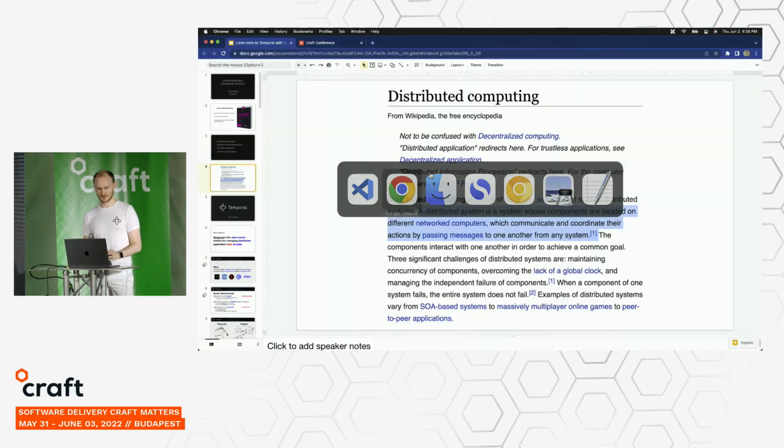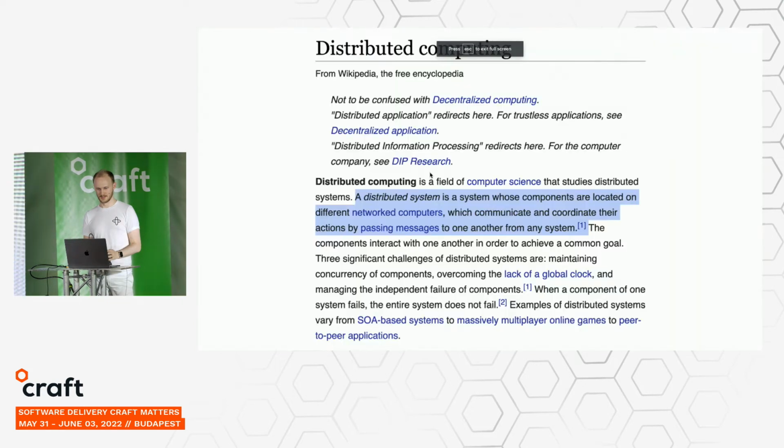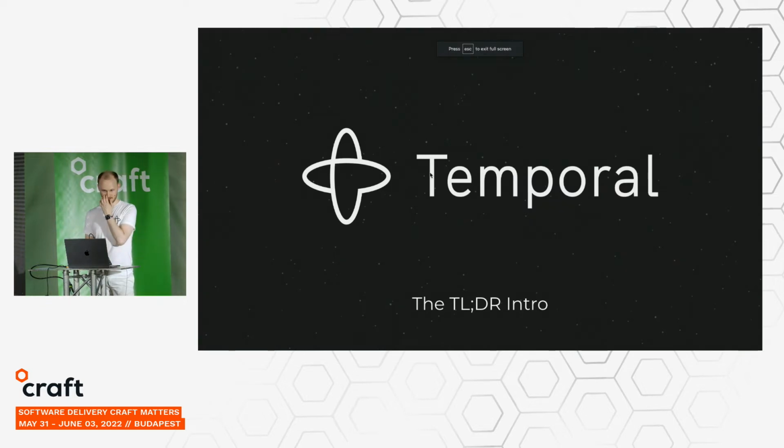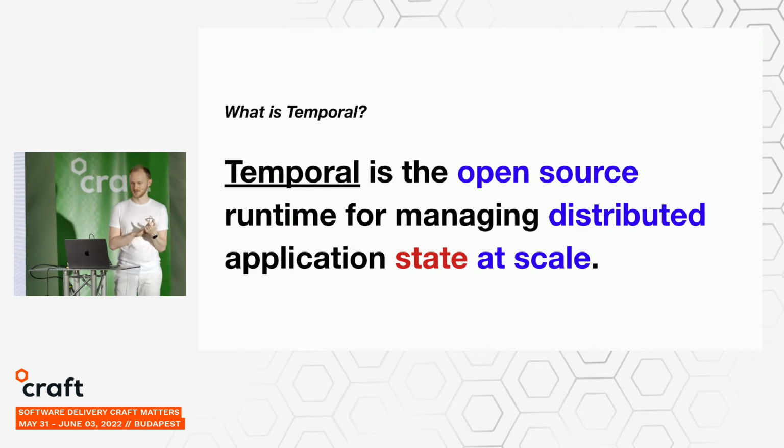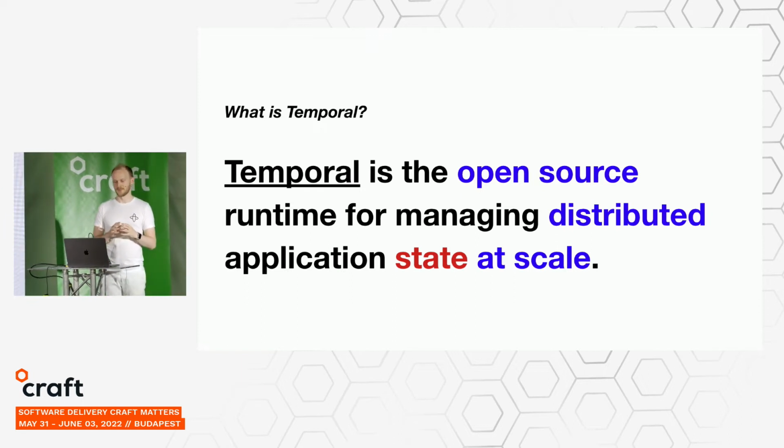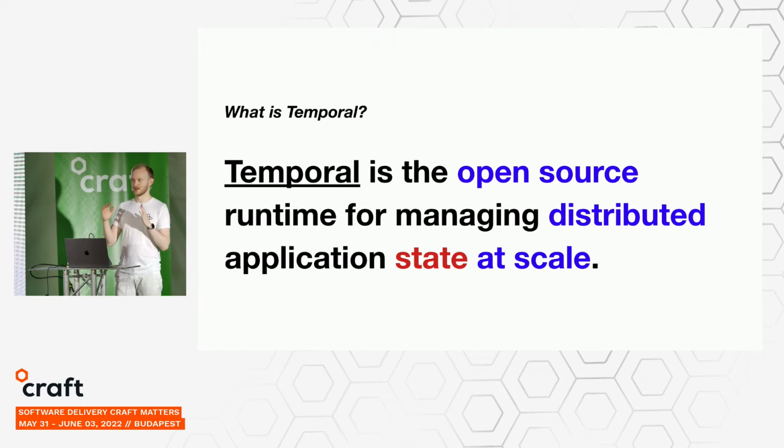Here we are. So Temporal is the open source runtime for managing distributed application state at scale. Open source runtime, we're MIT licensed. Anyone can use it. Distributed application state at scale: the state of where we are in that business logic of reserve inventory, charge user, fulfill.